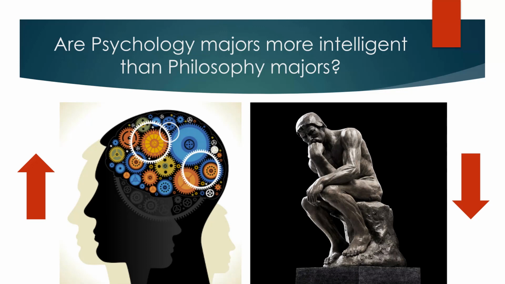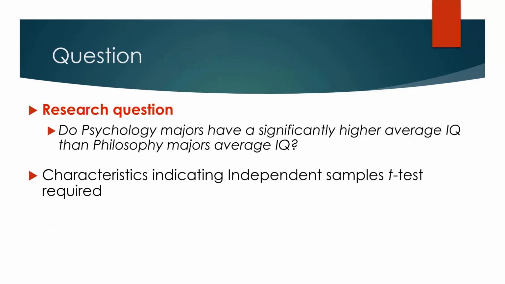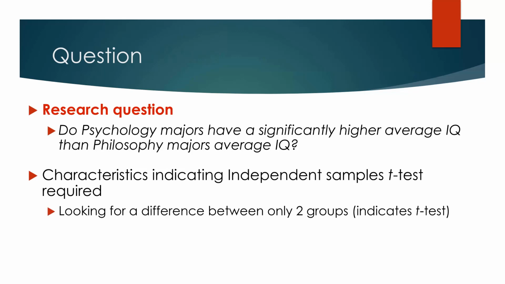So let's take our general question. Let's specify a little bit more. Do psychology majors have a significantly higher average IQ than philosophy majors' average IQ? Here are some things about the question indicating an independent samples t-test is required. So you're looking for a difference between only two groups. You've got your two groups mentioned here. First group is psychology majors, second group is philosophy majors.